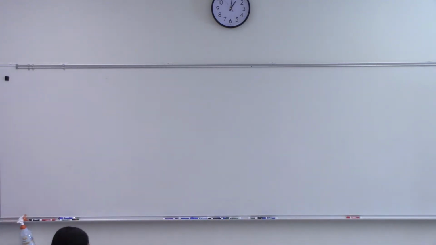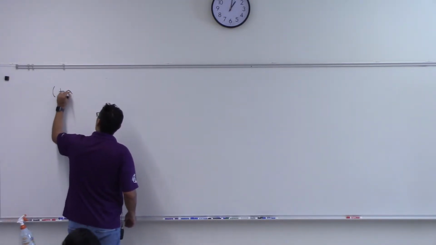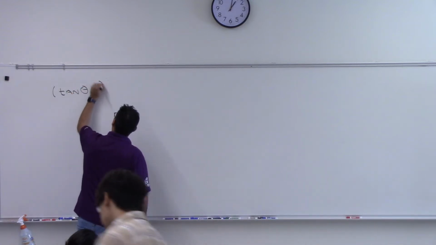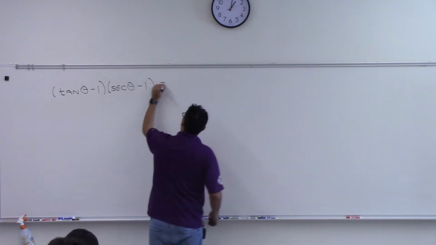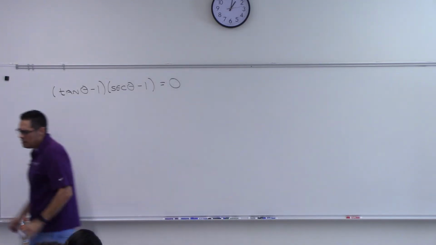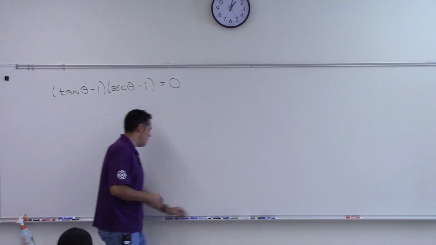65. Tan theta minus 1, secant theta minus 1 equals 0. So we're asked to solve this equation, tangent of theta minus 1 times secant theta minus 1 equals 0. It only wants answers from 0 to 2 pi, but I'll give you all the general solutions, then we'll get the answers between 0 and 2 pi.